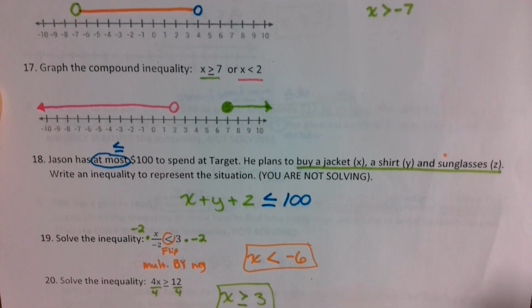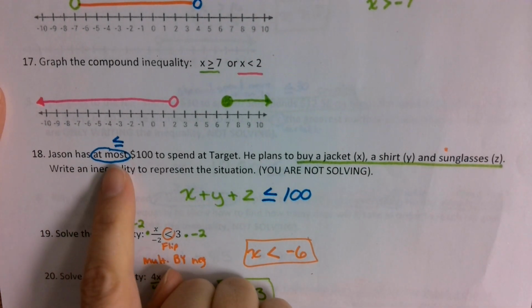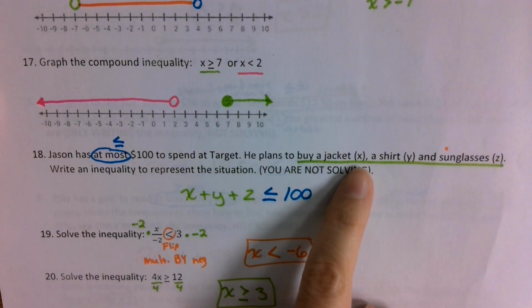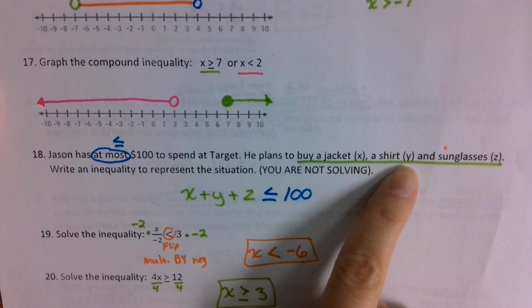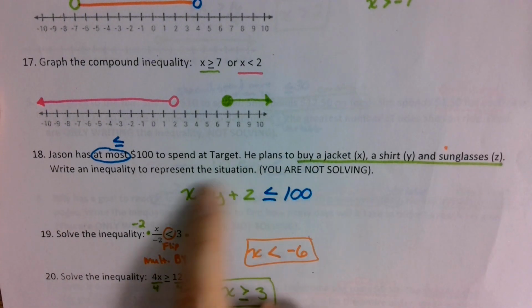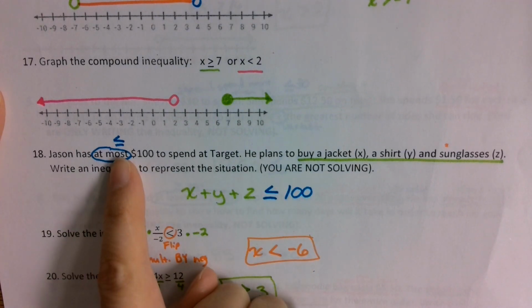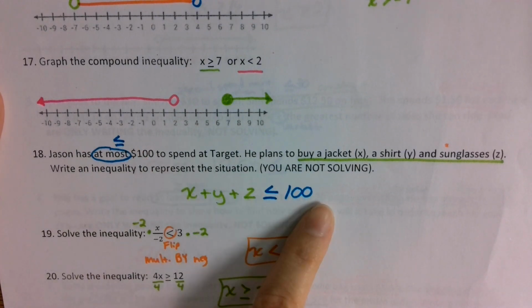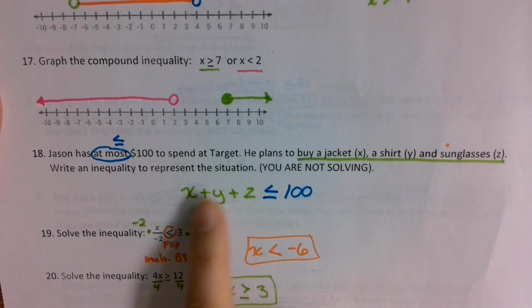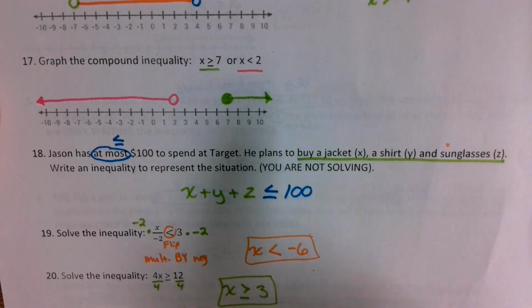For problem number 18, Jason has at most $100 to spend at Target. He plans to buy a jacket for X, a shirt, which is Y, and sunglasses, which is Z. We're going to write an inequality to represent the situation. So he has at most, that's less than or equal to. He's going to buy all 3 items. We don't know what the price is for them, so we're just labeling them X plus Y plus Z, and it has to be less than or equal to 100.